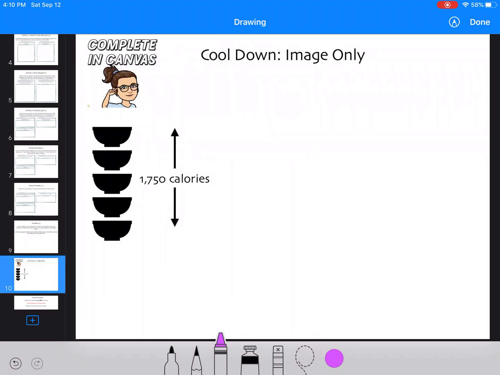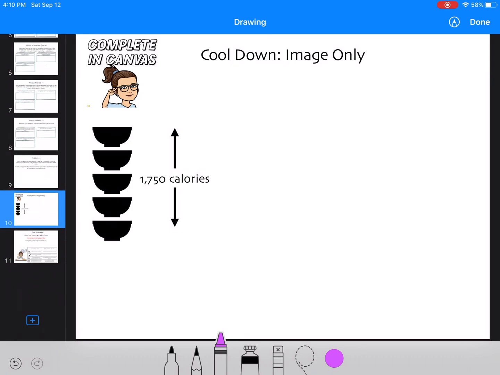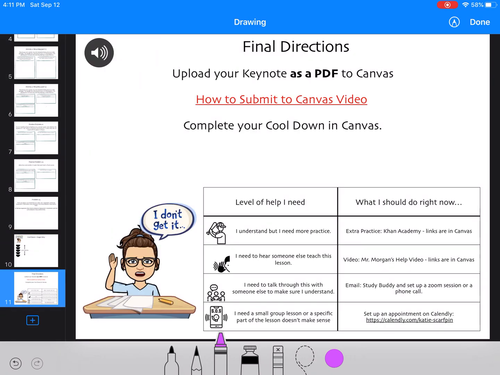So now you have a cool down image. You need to go ahead and do your cool down. We've been writing all over our keynote, so you should be writing stuff down to do your cool down. If you need any help, this is how you would submit. These are the resources you have available. And if you want to make an appointment with me, sign up on Calendly.